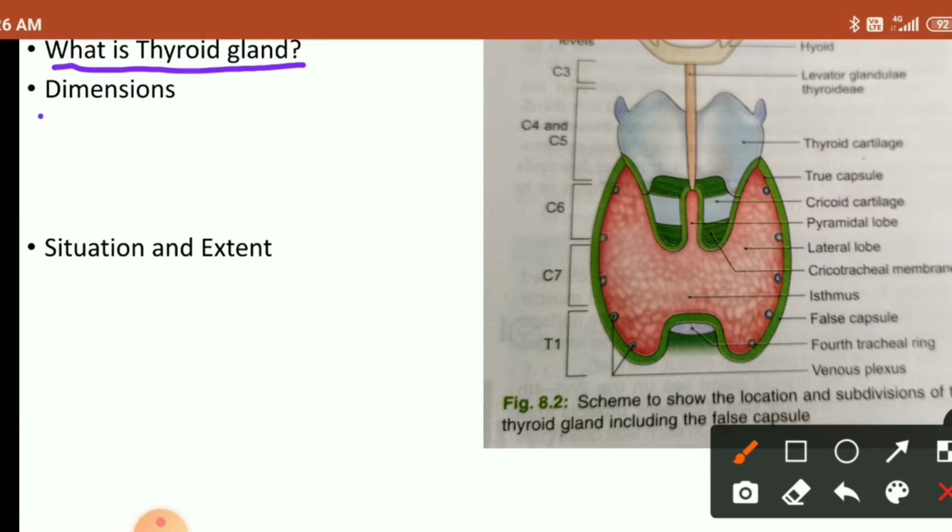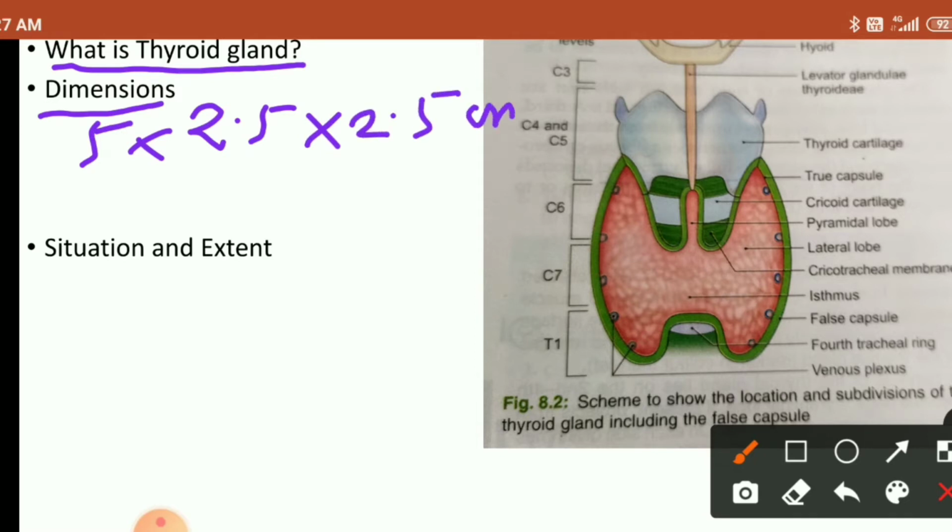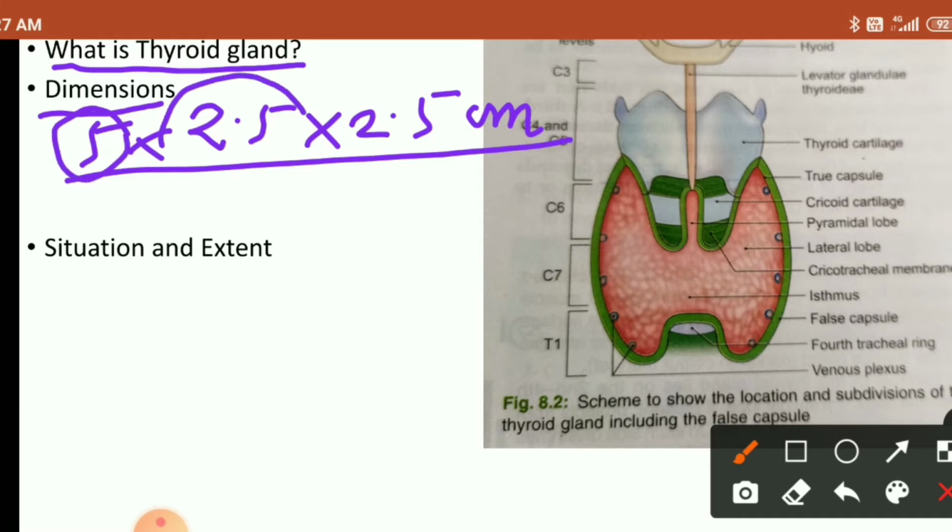Now we come to what is the dimension of thyroid gland. Remember, the thyroid gland has the dimension of 5 centimeter, 2.5 and 2.5 centimeter. What do we mean by this? That it has 5 centimeter of length, 2.5 centimeter of breadth and 2.5 centimeter of width. Okay. Now what is the situation and extent of thyroid gland?